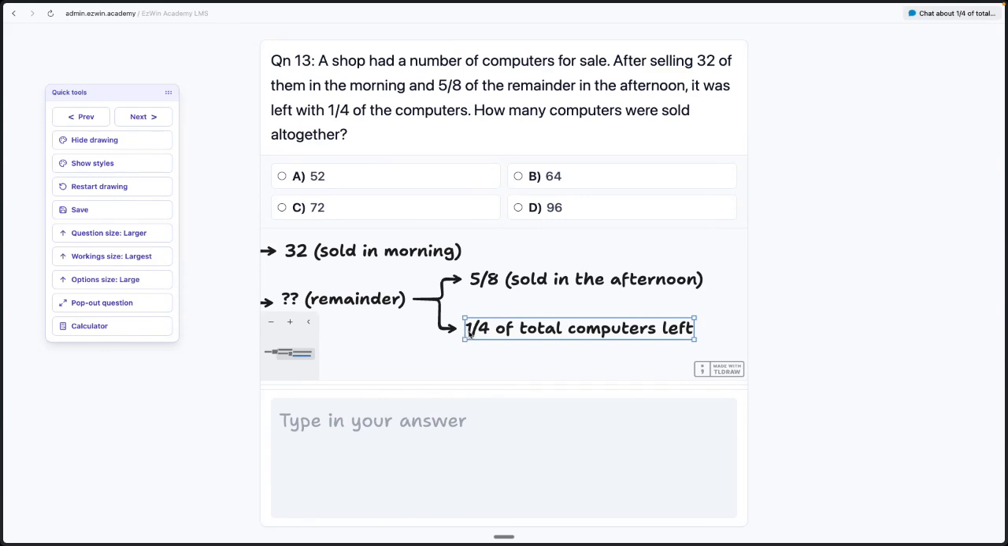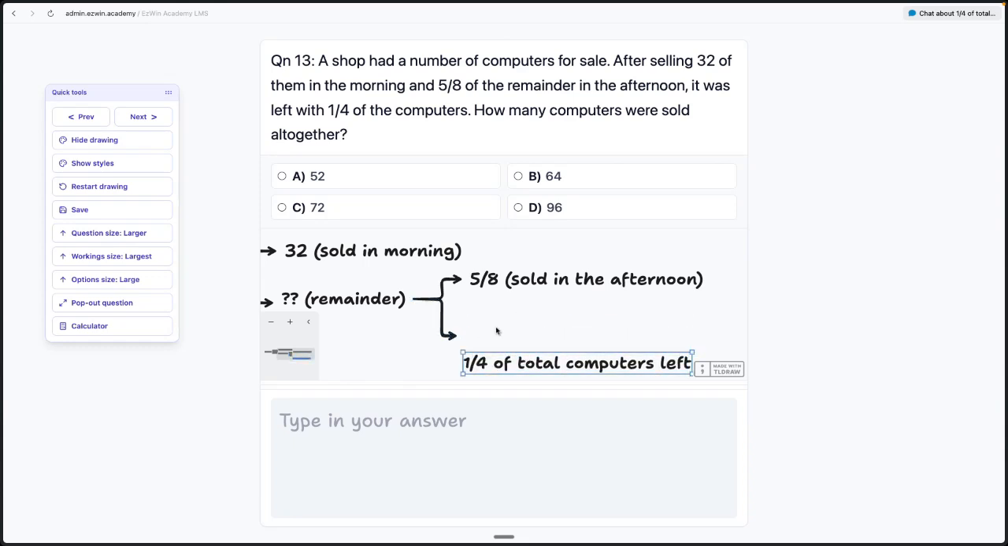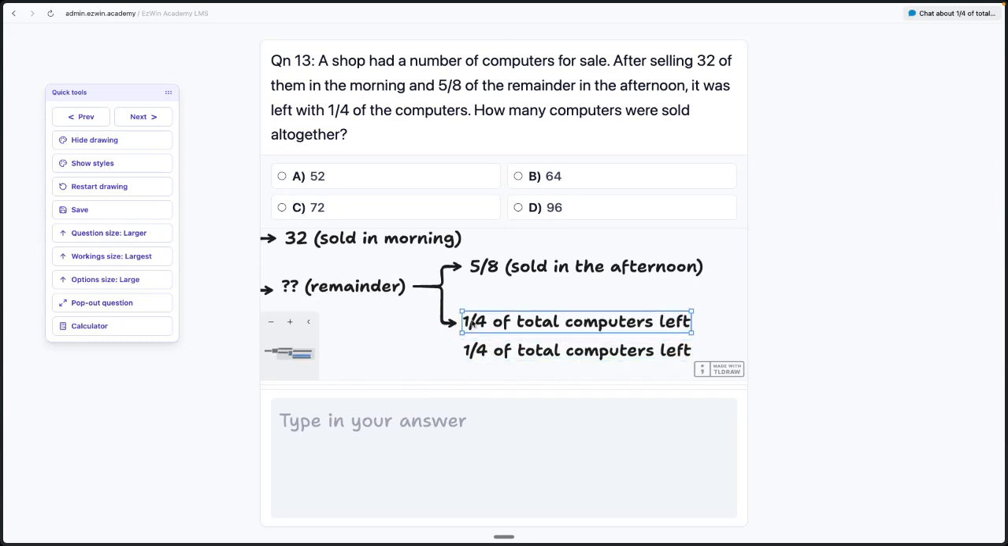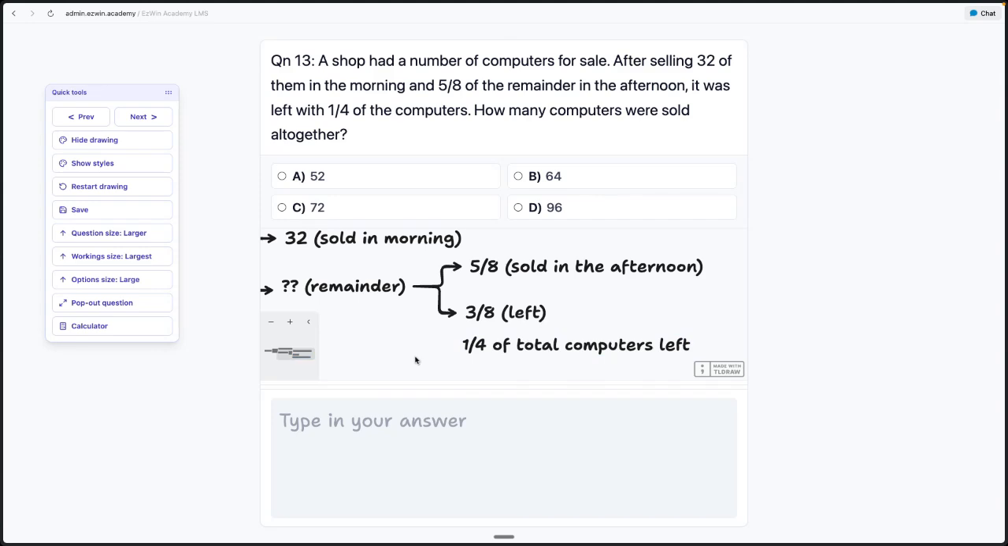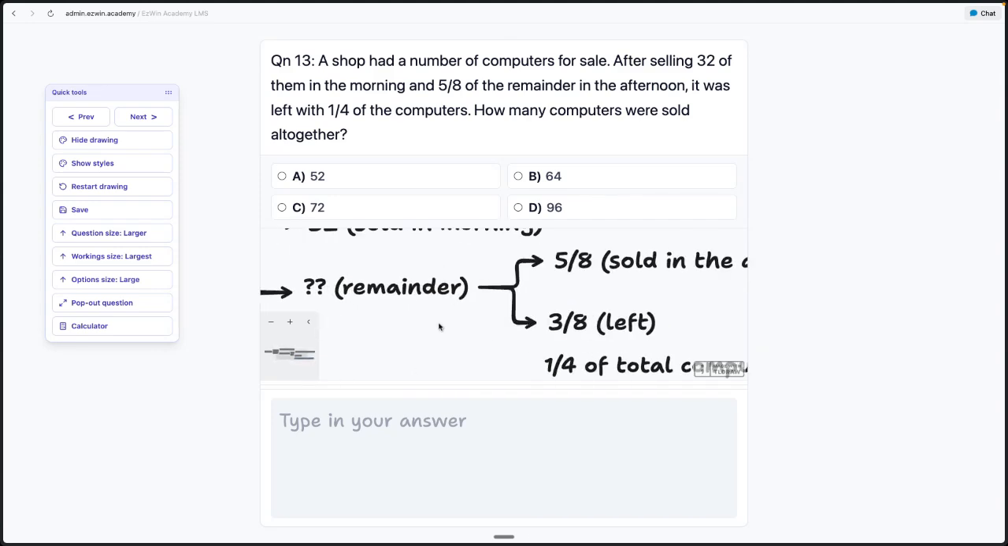So this one quarter of total computers left is in a way the same as the remainder from this 5/8. So 5/8 is sold, and what is left in this case is, sorry, 3/8. Okay, 3/8 is left.